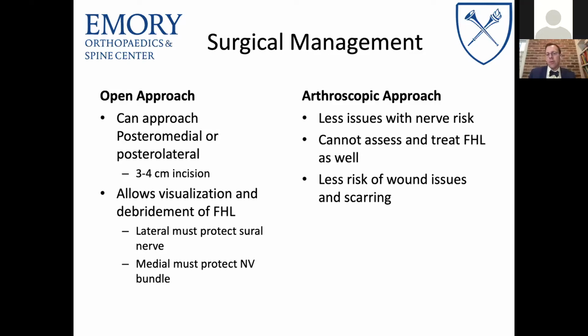From an arthroscopic perspective, you definitely have fewer nerve issues, and you can assess and treat the FHL, and there's less risk of wound issues and scarring. And so the number one thing for me is I typically do an open approach. I need to get these patients moving almost immediately. Post-operative day 1, they're taking off their boot, doing ankle range of motion exercises, and they're in with the therapists at 10 to 14 days, really getting active and getting them going so they don't get stiff.